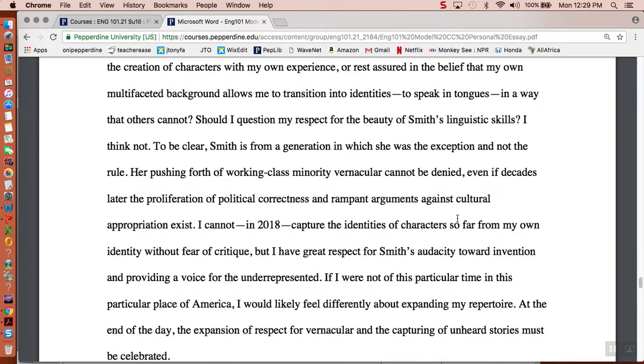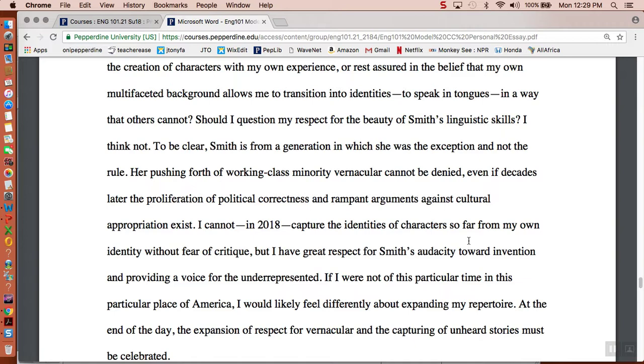And it just ends with a bigger point of view, which has to do with the time periods from us, right? I'm saying that I think that Smith was progressive for her time, but she was writing a couple of decades ago, and we're in a really politically correct culture right now. So it wouldn't be as easy for me writing a novel right now to have as much diversity of dialects as she did back then, right? And so, as I said here, I cannot in 2018 capture the identities of characters so far from my own identity without fear of critique, but I have great respect for Smith's audacity.